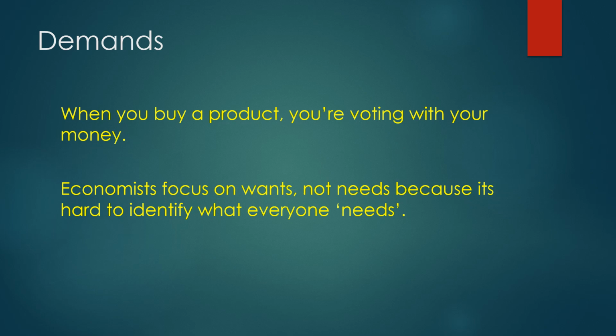When you buy a product, you're voting with your money. Economists focus on wants, not needs, because it's hard to identify what everyone needs. When you buy something, you are selecting one product out of many and supporting one business out of many. In a broader sense, you're also telling the business community what type of product satisfies your needs. The desires consumers have for specific products, which they express through buying, are known as demands.